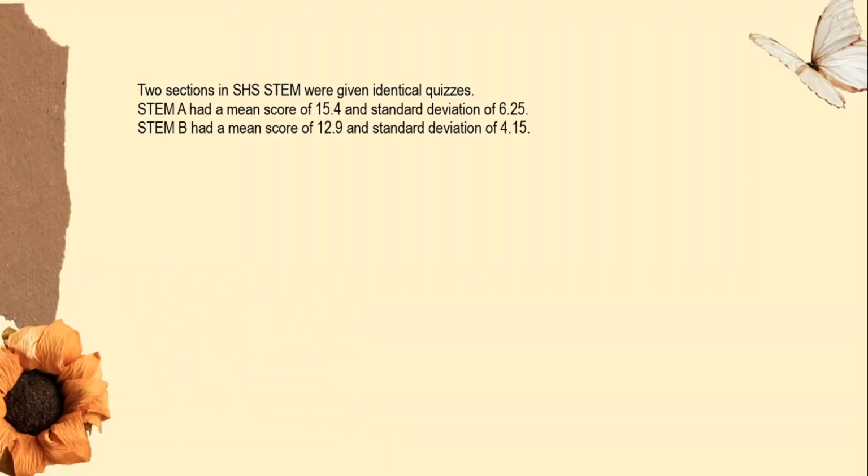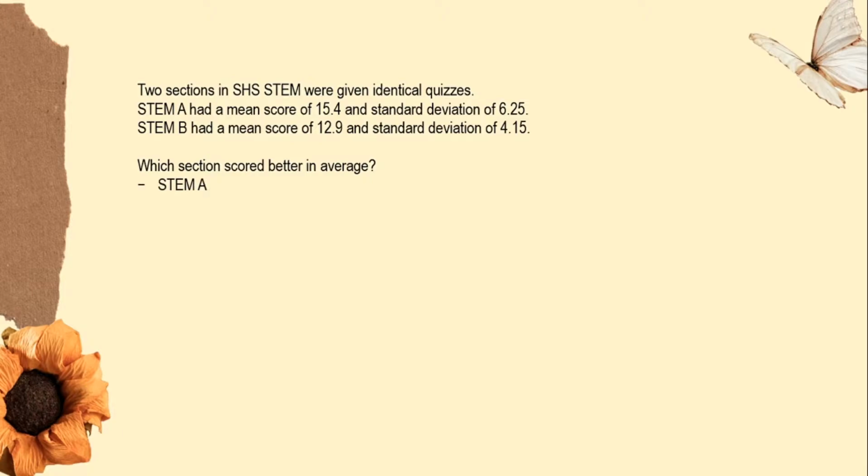So let's have here an example. Two sections in senior high school STEM were given identical quizzes. STEM A had a mean score of 15.4 and standard deviation of 6.25, while STEM B had a mean score of 12.9 and standard deviation of 4.15. So the question is, which section scored better in average? So if your answer is STEM A, then you are correct.